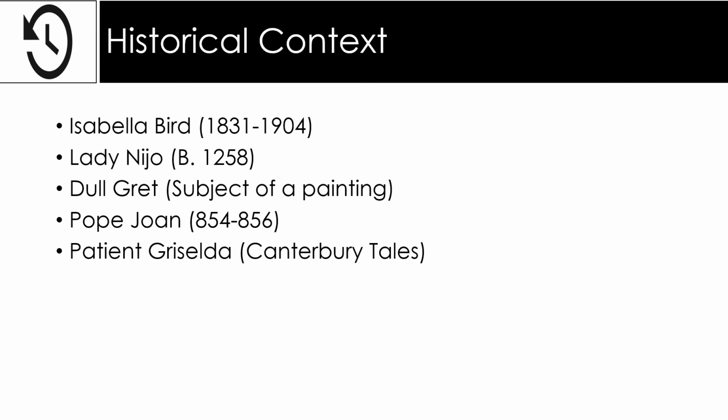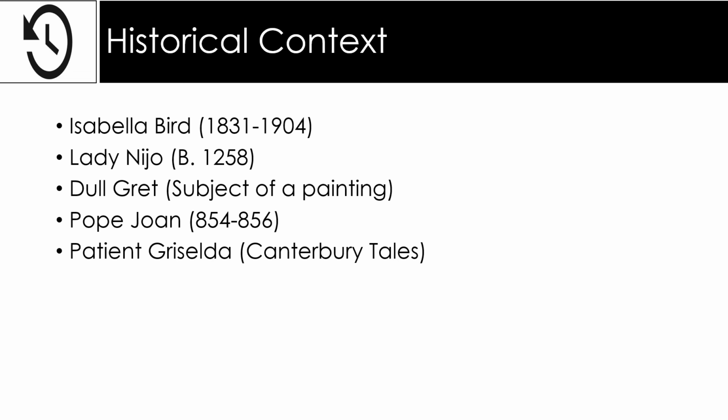Lady Nijo then, she was a concubine to the emperor. She was born just to appease the sexual whims of the emperor, if you like. But she escaped and became a Buddhist nun. Dull Gret was the subject of the painting, and in the particular painting there were lots of women going into hell to retrieve their sons. Pope Joan was a woman that disguised herself as a boy so that she could study.